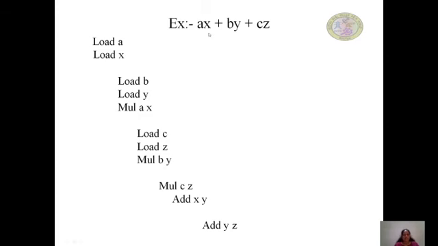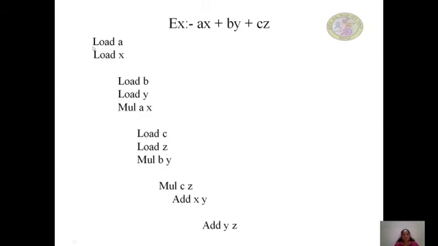Then it needs to perform the multiplications like AX, BY and CZ. Then it needs to perform the addition. In a scalar processor, in order to execute this instruction, it takes almost 11 clock cycles. Then how can we reduce that? By using the VLIW architecture.